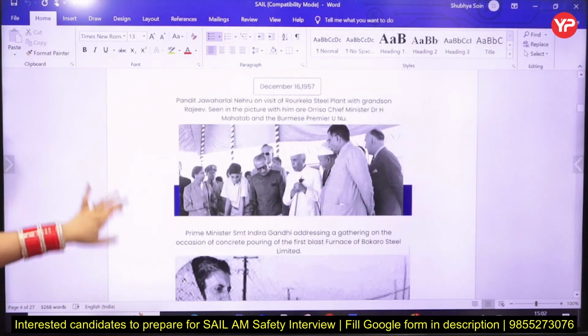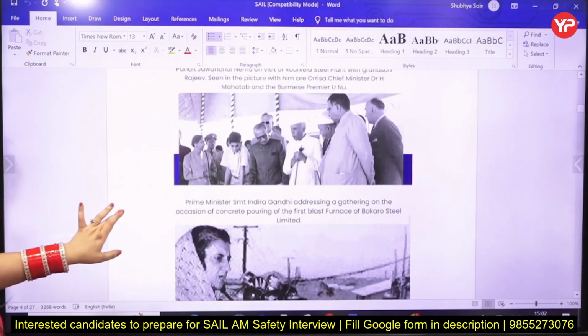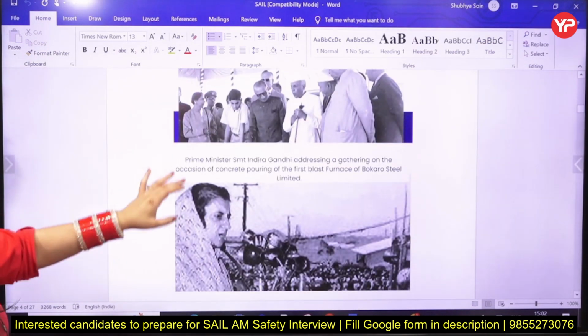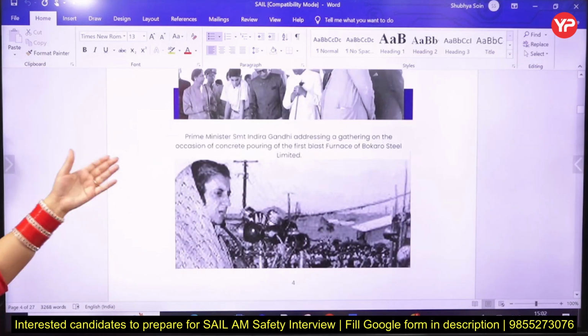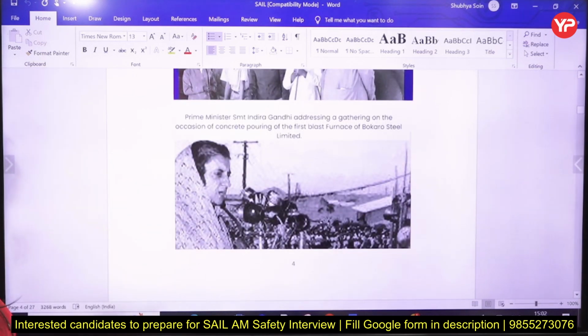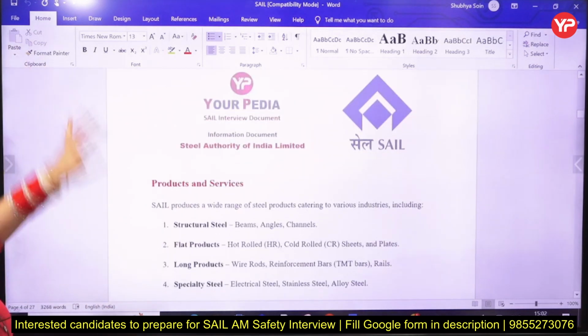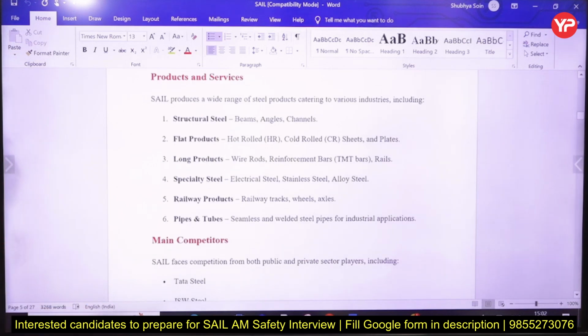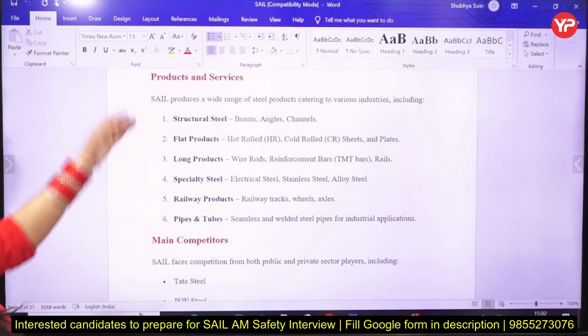Now these are certain claims related to Pandit Jawaharlal Nehru's visit and Prime Minister Smt. Indira Gandhi, who was gathered on the occasion of the concrete pouring of the first plant of Bokaro Steel Limited. So it is kind of news from the past. Now, related to products and services: in which products and services does SAIL cater? It is structural steel, flat products, long products, specialty steel, railway products, pipes and tubes. So you should be aware about it.